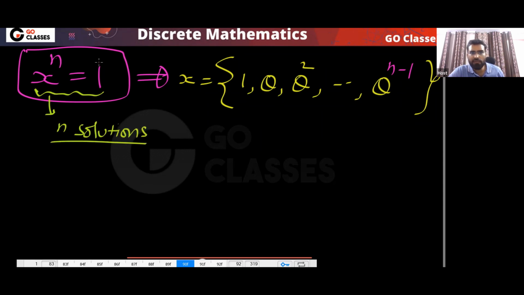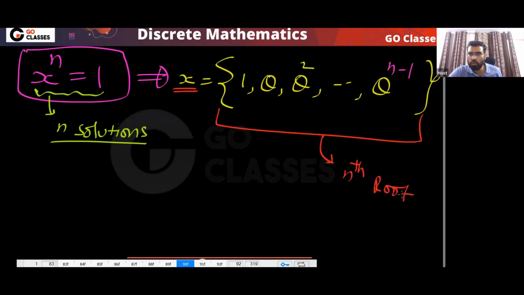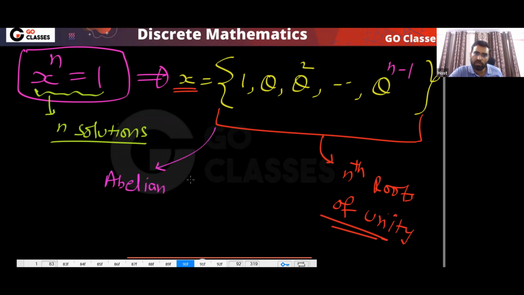So if you have any equation x power n equal to 1, then the solutions are called nth roots of unity. And they will create a group. This will be an abelian group under multiplication.